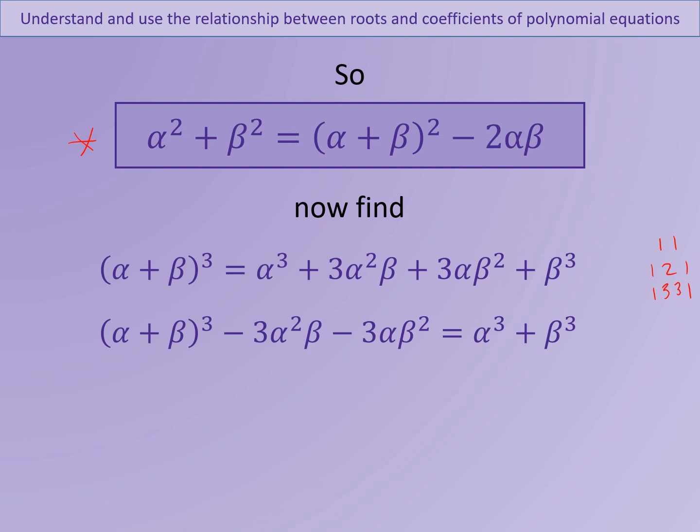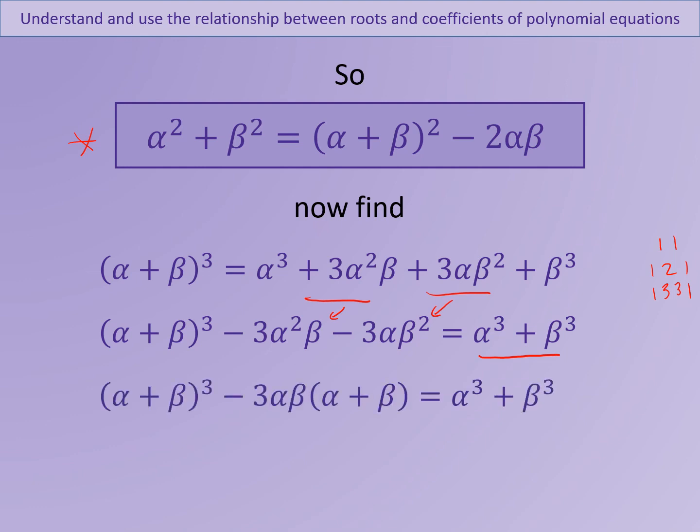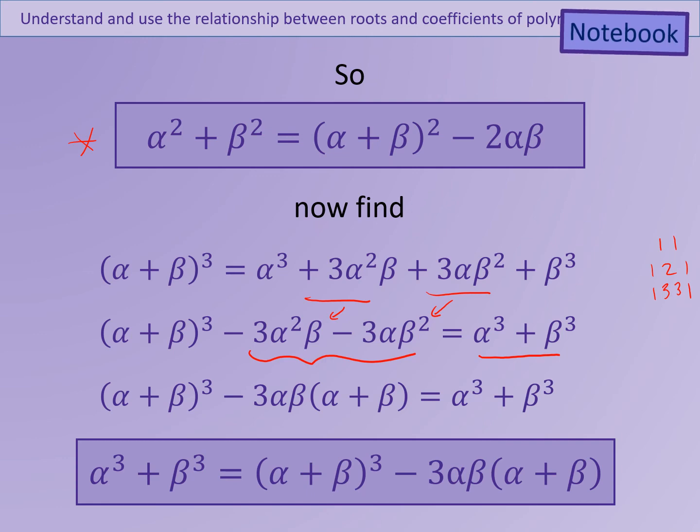So the idea is that we're trying to get to a form where we have alpha cubed plus beta cubed isolated on its own. So we're going to subtract these 2 terms here. And then we can rewrite this. So if we were to factorise those 2 parts of that expression, that would leave us with 3 alpha beta multiplied by alpha plus beta. And this is the second important equation for you to write down.